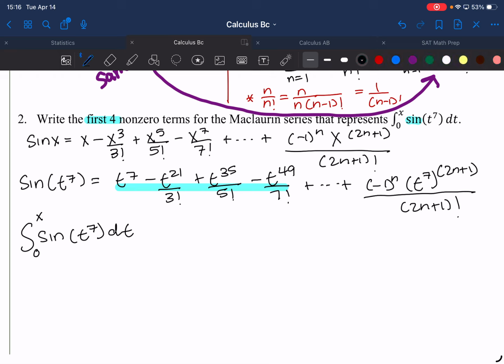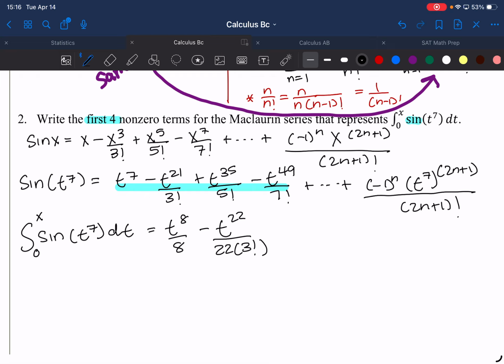When I integrate them, you're going to have some really large denominators. You can just leave the 3 factorial, 5 factorial there. Okay, and I'll show you what I mean. So if I integrate t to the 7th, this is t to the 8th over 8. The next one is going to be minus t to the 22nd over 22 times 3 factorial.